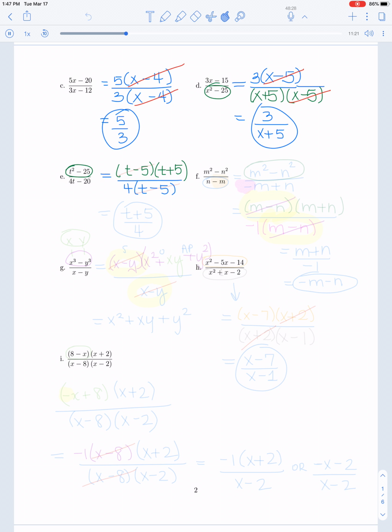Just like the last problem, notice we have an identical factor of t minus 5 on both the top and the bottom. So this can be canceled out, leaving us with a t plus 5 on top and just a number 4 on the bottom. This cannot be broken down any further and must just be left as is.